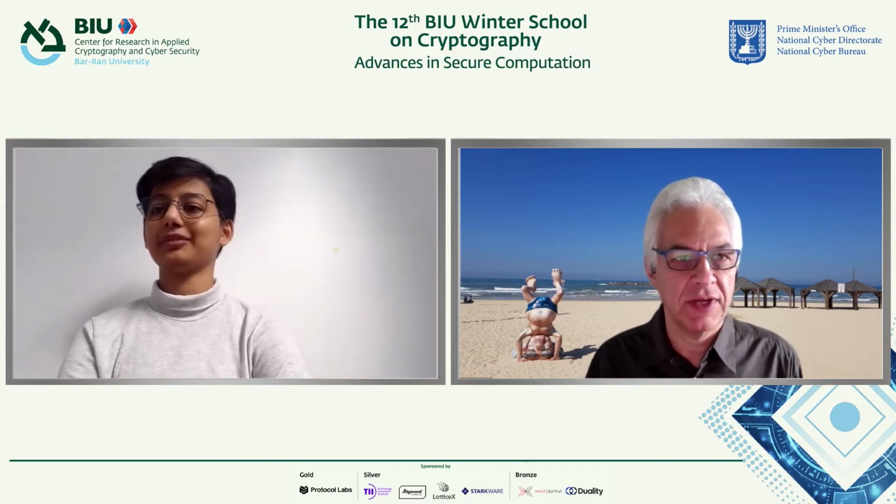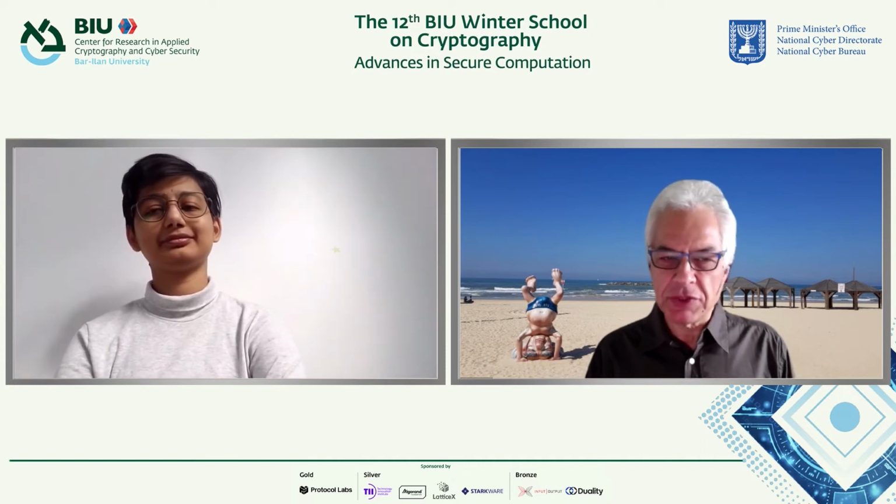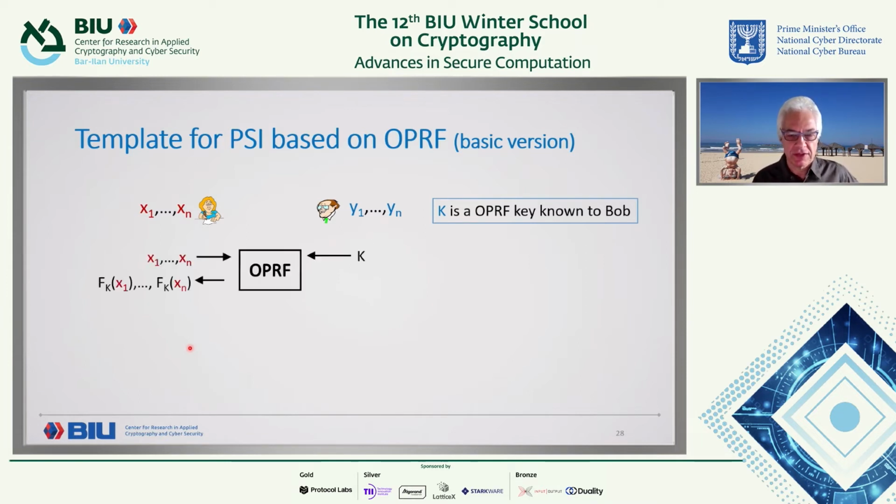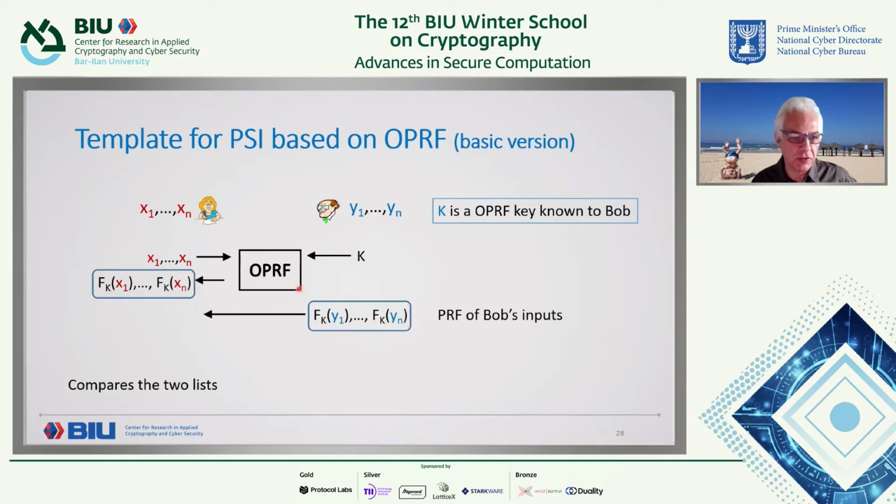Okay. So let me continue. What we showed you is basically a template for running PSI using OPRF. You run an OPRF where Alice gets the output of the OPRF on all of her inputs, and Bob sends to Alice the output of the PRF on Bob's inputs, and then she can compare them. This is what we did with a specific PRF, but we can do it with other pseudorandom functions.